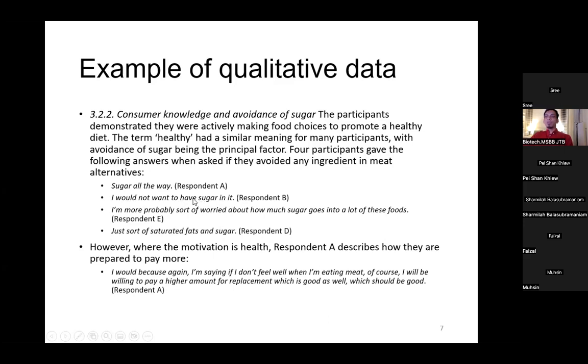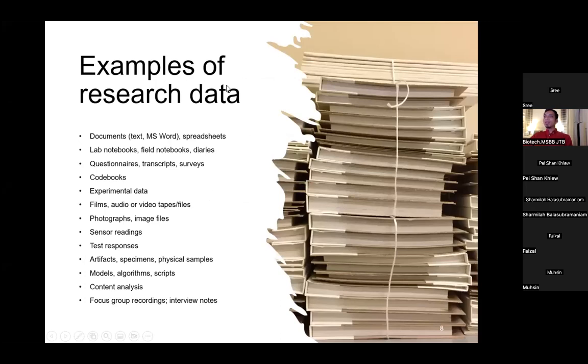What they said has been reported as a result, but these results have not been discussed, but some analysis has been put to it, to analyze how the opinions are being captured. Okay, so this is an additional one. There are so many. Later on, I will share with you the paper and examples of how the research has been conducted for the quantitative as well as the qualitative research. Okay, where the motivation is sales, respondent A describes how they are prepared to pay more. Okay. So these are examples of research data.